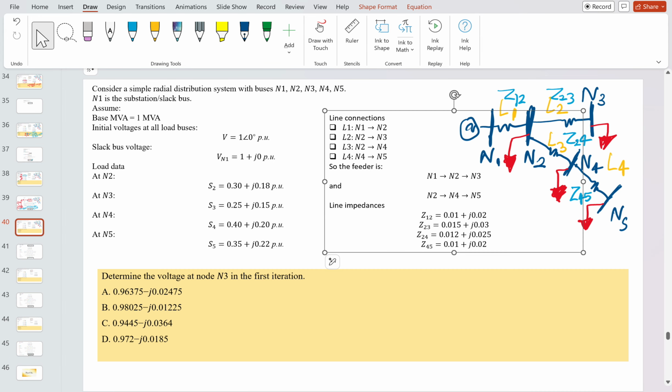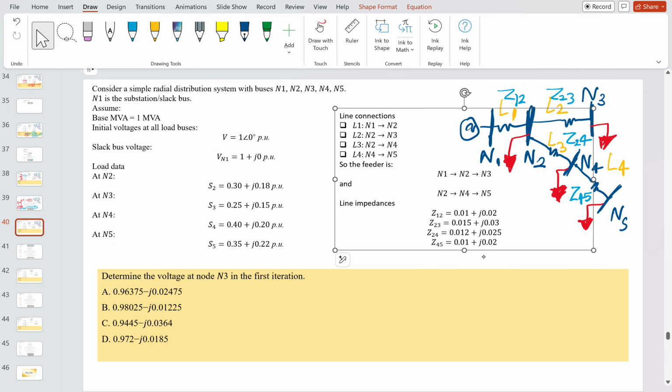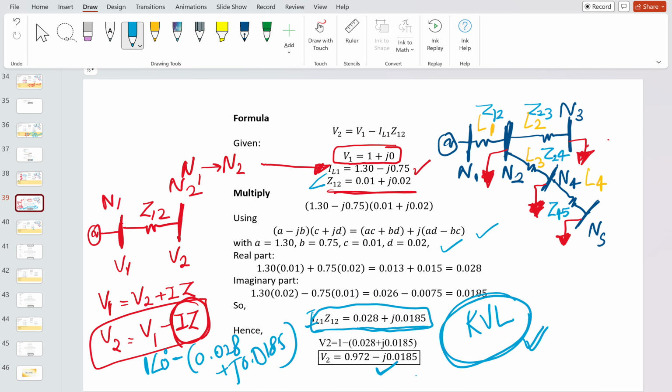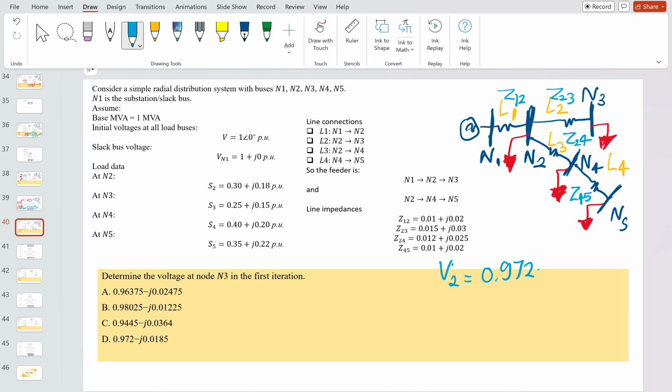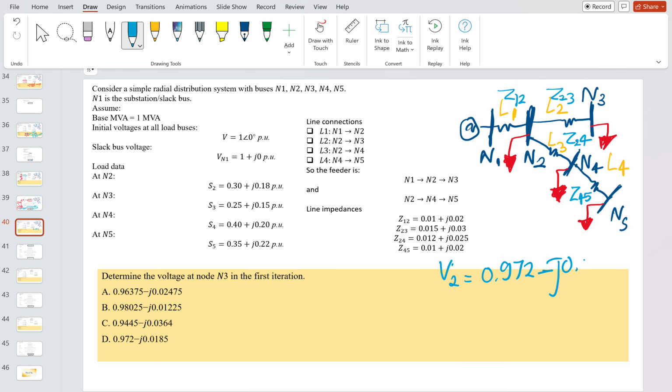Just remember the currents and voltages which we have found out. This is the point V2, the voltage at V2. V2 is equal to 0.972 minus j0.0185. V2 we already know, and V1 we already know, that is 1 angle 0 degrees because it's a slack bus.